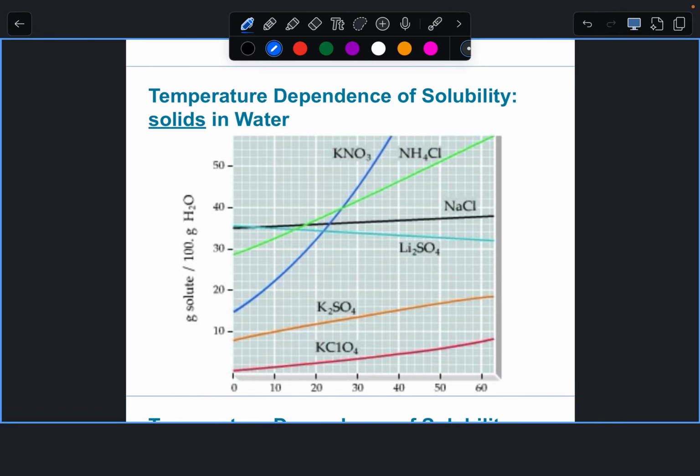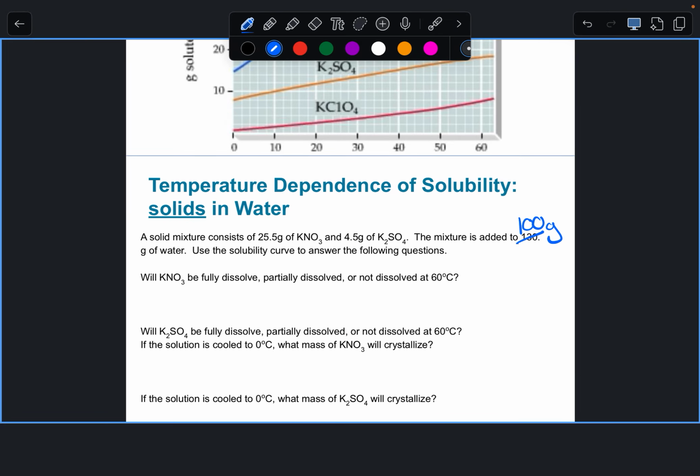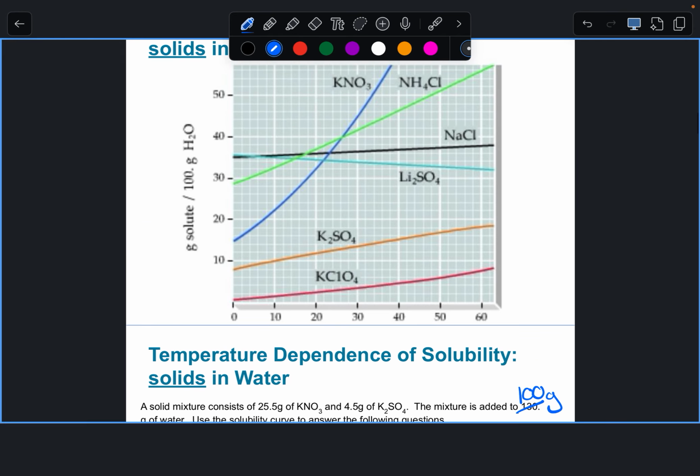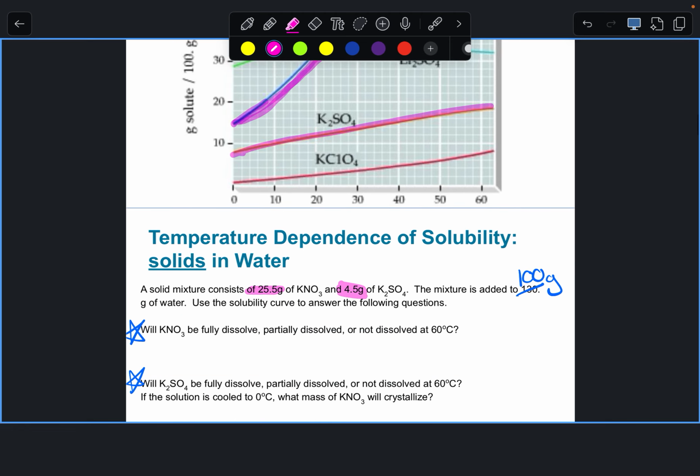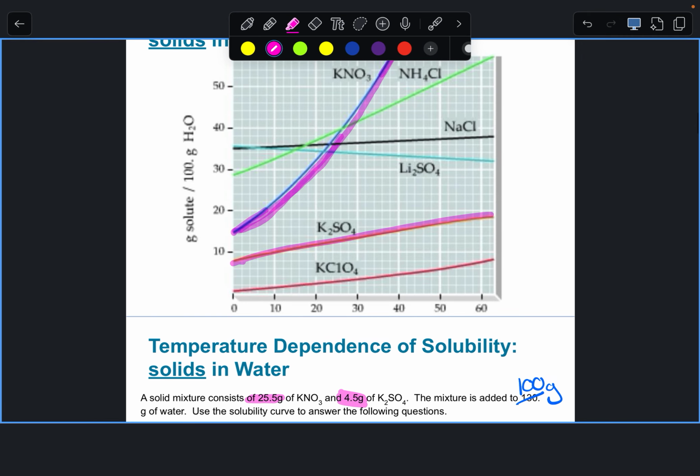Okay, so what I want you to do is the first, let's say, 2 questions here. For potassium nitrate, I'm going to highlight those, potassium nitrate and potassium sulfate. Those 2 salts, these 2 amounts down here, 25.5 and 4.5, I want you to tell me if they're not dissolved at all or partially dissolved or fully dissolved at 60 degrees Celsius. I'll give you a minute or 2 to do that, and then if you finish, you can go on to the what-if-we-cool-them-down part.